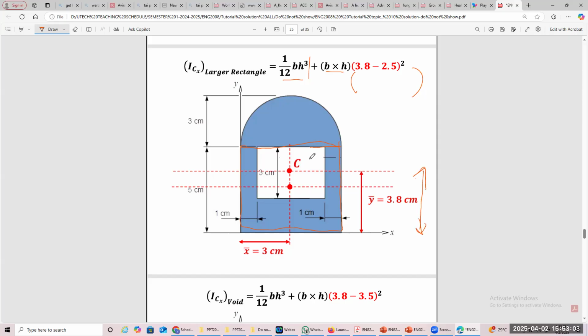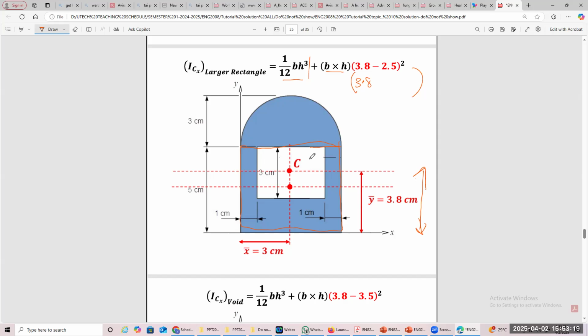So its centroidal distance is greater. What you want is a positive value. Your dy is supposed to be a positive value. All you need to do is get a positive value. You're not looking for any negative value. It's just a difference always.